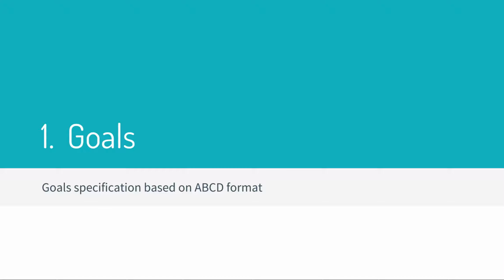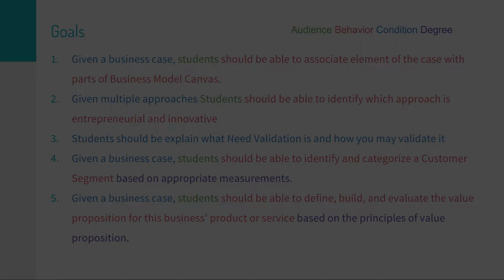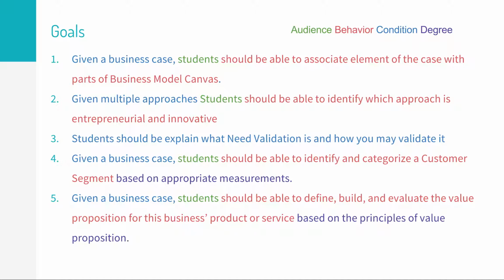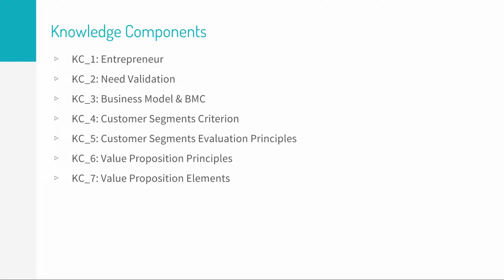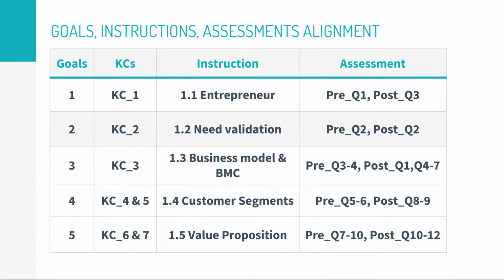We start our module design with learning goals. We have 5 learning goals in our module. These are our goals specified in the ABCD format. In our module, we have 7 knowledge components in total. Here is an overview showing how our cases, instruction, and assessment align with the goals.